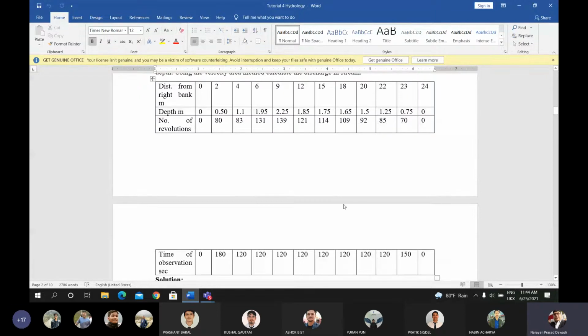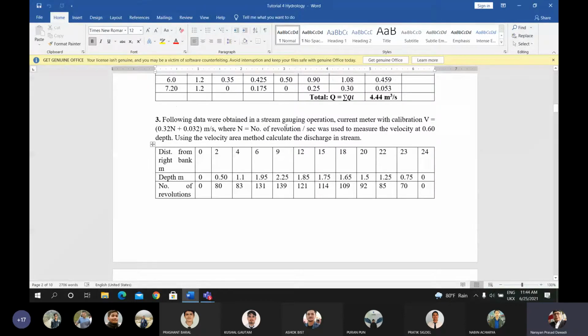We have to find the number of revolutions per second. After dividing the number of revolutions by the time of observation, you get the number of revolutions per second as n. After getting the value of n, the velocity of the stream or river can be found using this formula: V is equal to 0.32 n plus 0.032. These, 0.32 and 0.032, are the current meter constants. V is equal to a n plus b. This formula is used here.